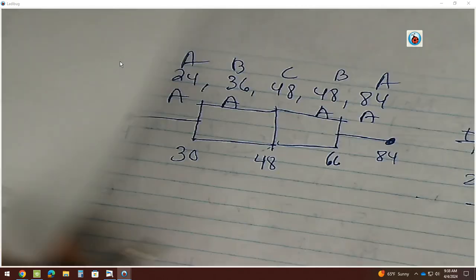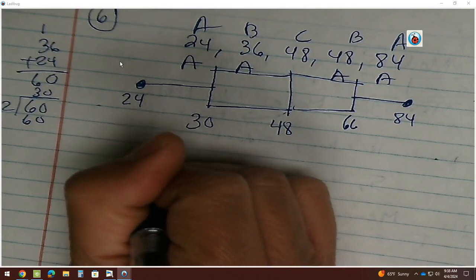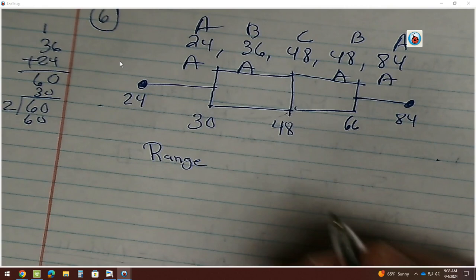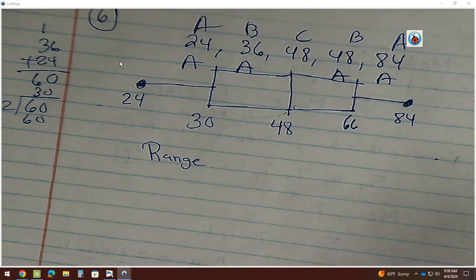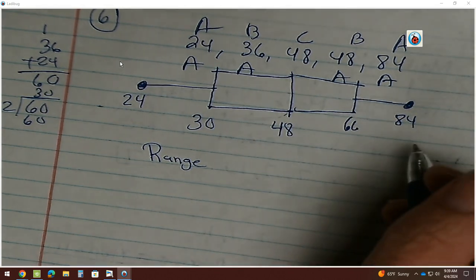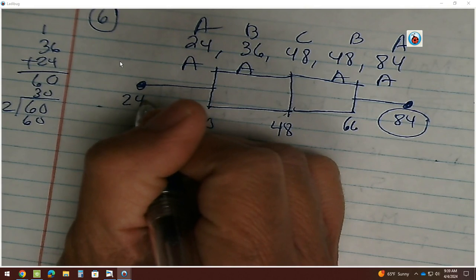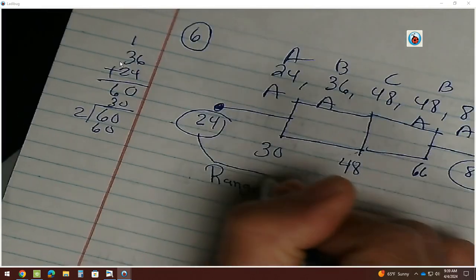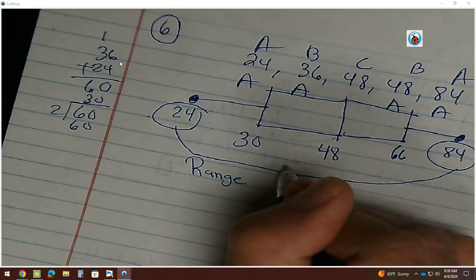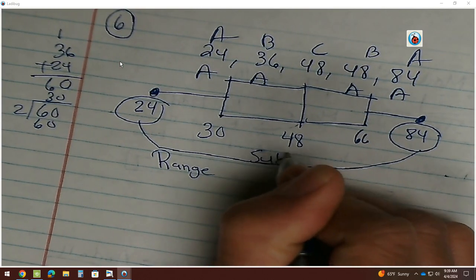Now, just to practice for the video purposes, if I had asked you for the range of this data, what part of the box would you use? The whiskers. So if I wanted the range, circle 84 and circle 24 and make a connection. And what do we do with those two? Subtract.